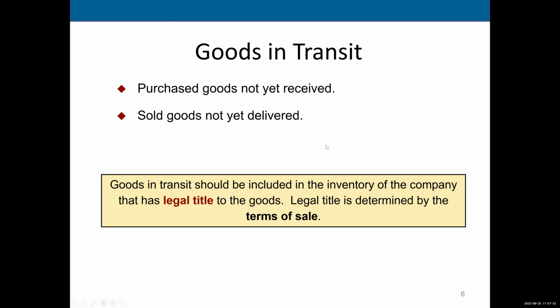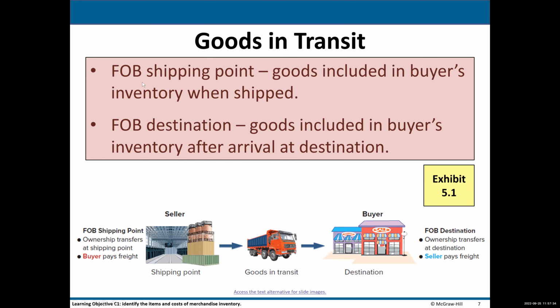So let's take a look at this. FOB shipping point, goods are included in the inventory when it's shipped. Why? Because it's free on board at the shipping point where the seller is. As soon as the seller puts it on the truck, it becomes the buyer's inventory. So even though the inventory is not there yet, the buyer would include it in the inventory count.